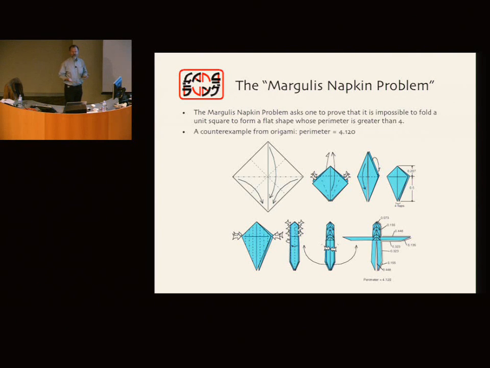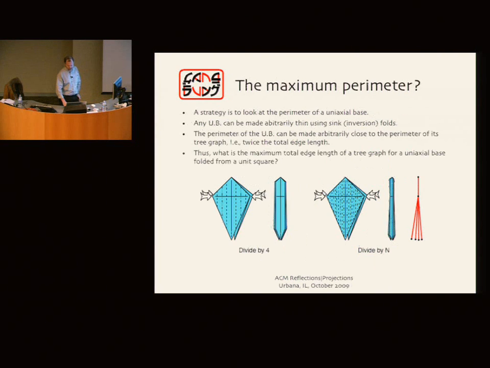But what's the maximum? I mean, here we did a ton of folding, and we got from 4 up to 4.12. So, can you go higher? Maybe 4.3, 4.5. What is the upper limit? Well, we can solve this with an origami base, because one of these little structures is just a tree, a stick figure. And so stick figures come from circle packings.